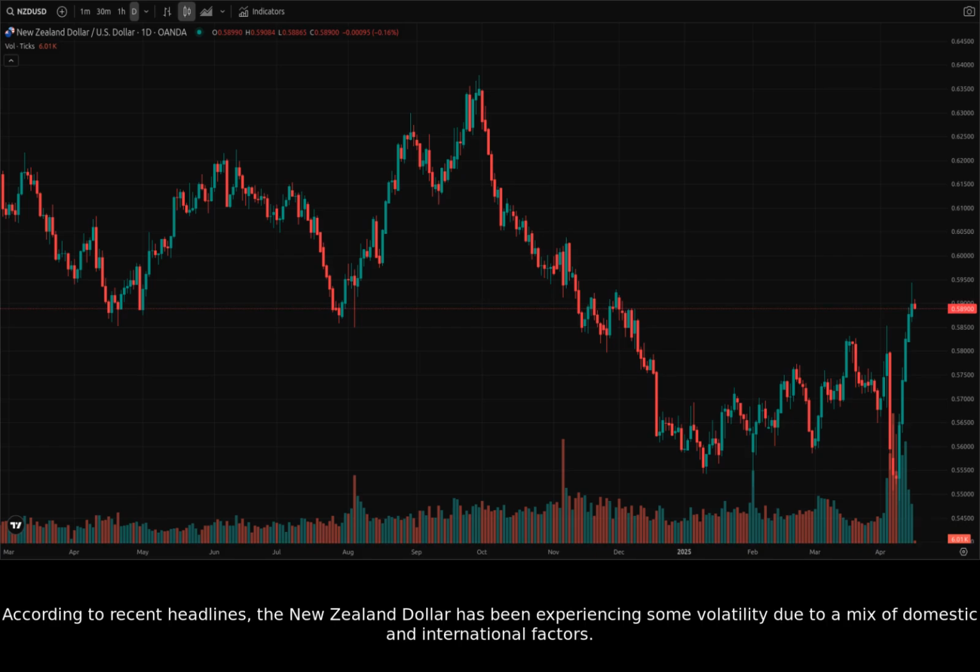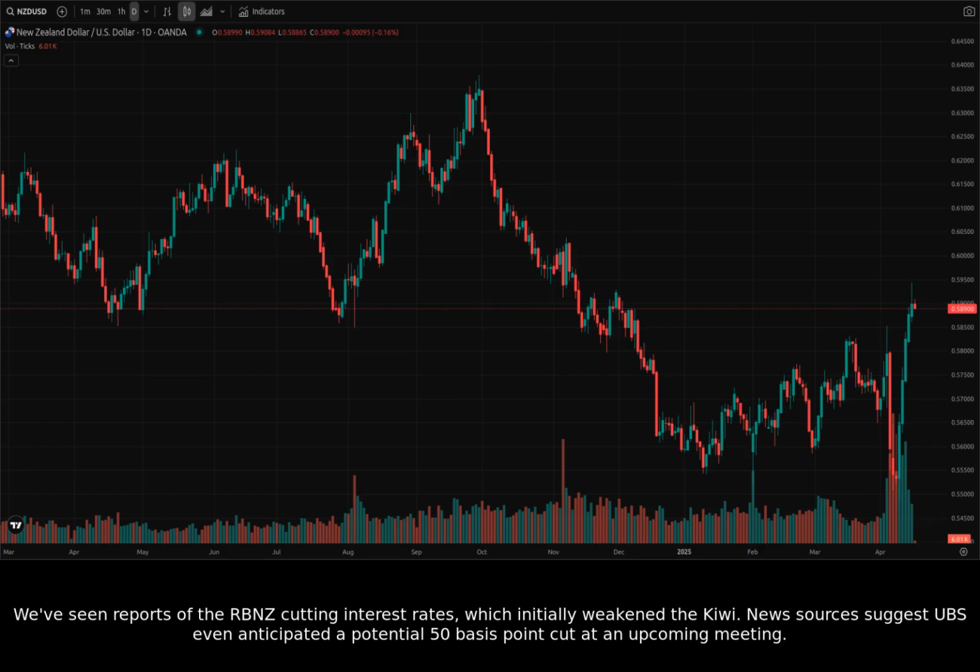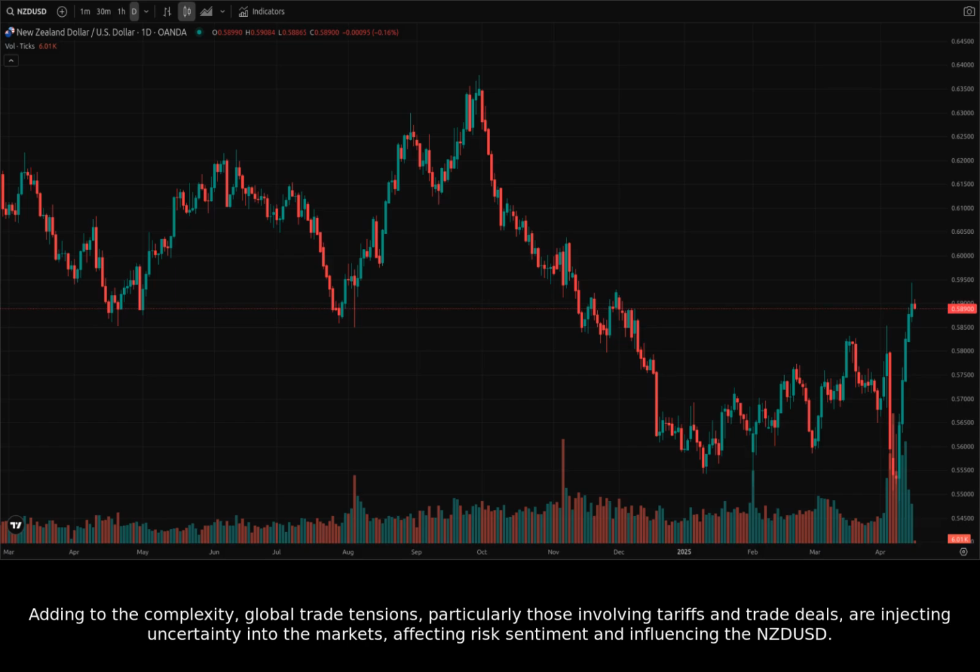According to recent headlines, the New Zealand dollar has been experiencing some volatility due to a mix of domestic and international factors. We've seen reports of the RBNZ cutting interest rates, which initially weakened the Kiwi. News sources suggest UBS even anticipated a potential 50 basis point cut at an upcoming meeting. Adding to the complexity, global trade tensions, particularly those involving tariffs and trade deals, are injecting uncertainty into the markets, affecting risk sentiment and influencing the NZDUSD.